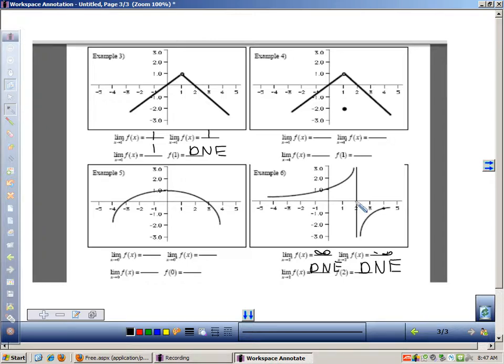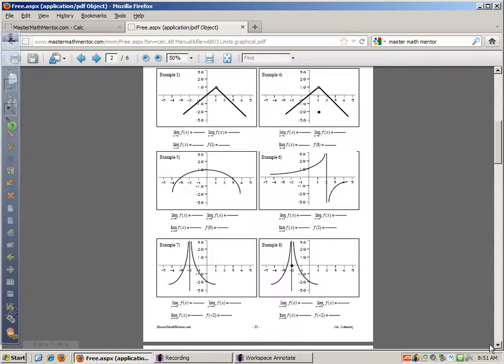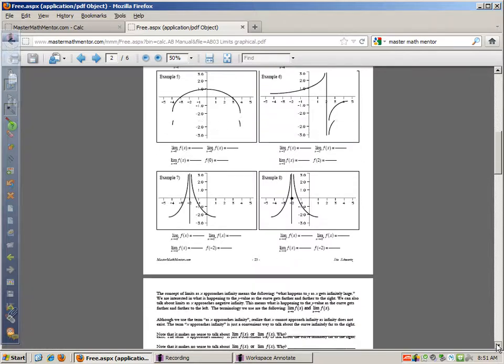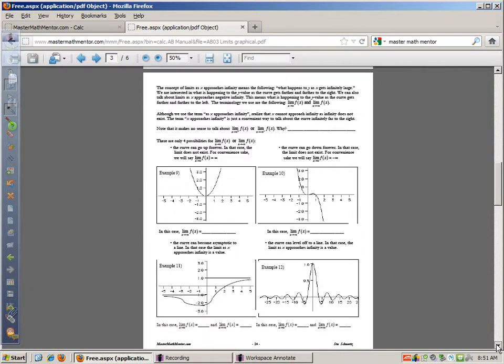All right, so our next page, we're looking at limits at infinity. So let's look at that one. I'm going to go to that one. And we'll capture that.